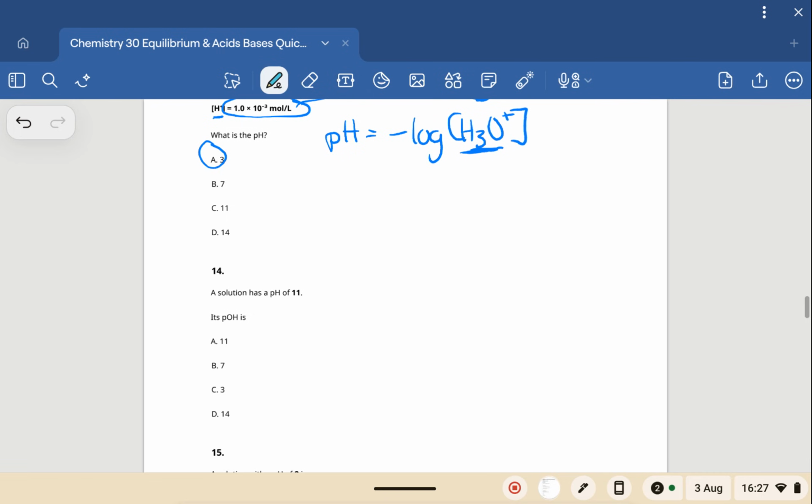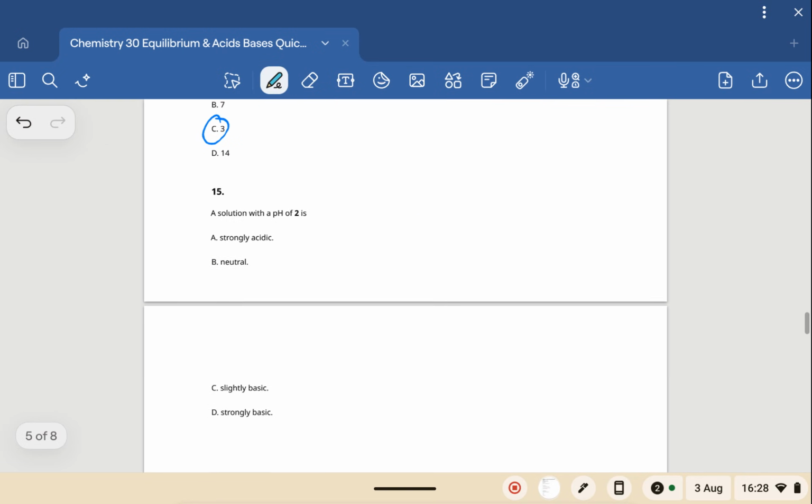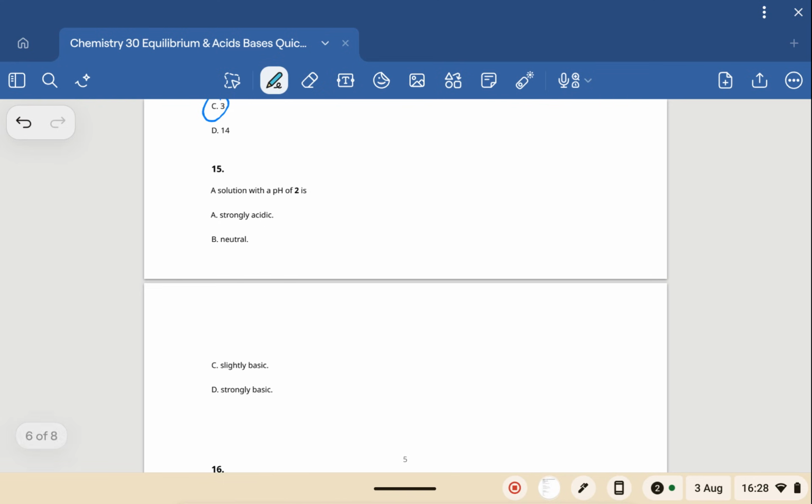Number 14, if you have a pH of 11, if you wanted to find pOH, this hopefully is a nice easy question for you, because this is more of a beginning question in terms of chemistry. We just are going to subtract that value from 14, and we'll see our answer here is C. Number 15, if you have a solution with a pH of 2, just to be able to describe the solution, is it strongly acidic, neutral, slightly basic, or strongly basic? Well, if you're a pH of 2, you're on the acid side, so you can take that out, you can take this one out. So the best answer here is A.